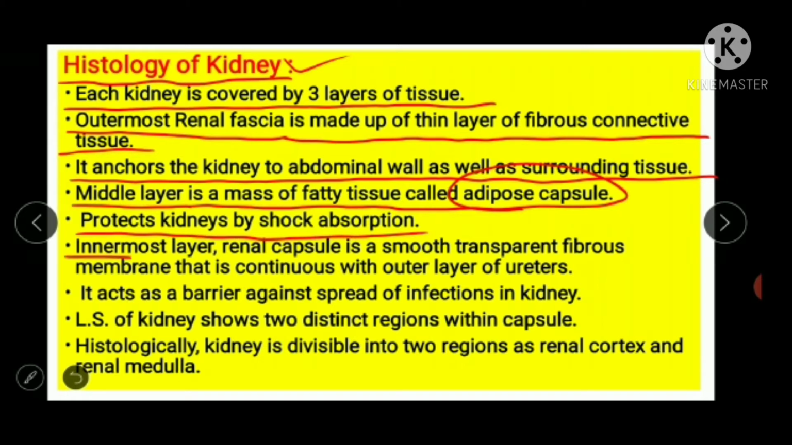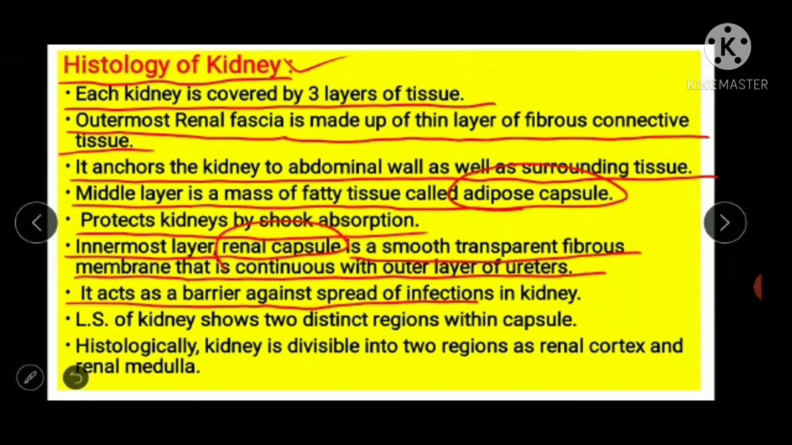And the innermost layer is called as renal capsule. It is a smooth, transparent, fibrous membrane that is continuous with outer layer of the ureter. What is the function of this layer? It acts as a barrier against the spread of infection in the kidney.